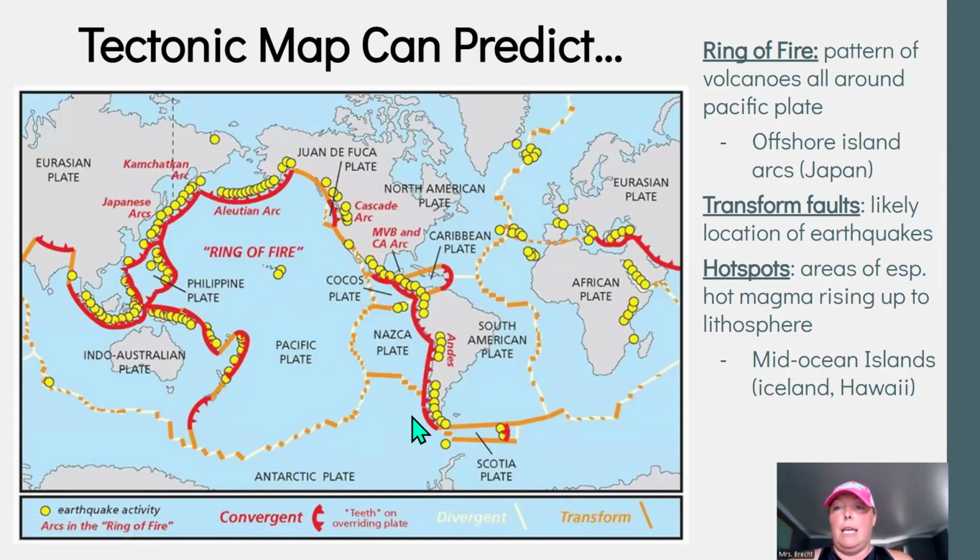And then the hot spots are areas of magma that are rising up to the lithosphere. That's what causes islands that are in the middle of the ocean, like Iceland and Hawaii. So you can sort of predict what might happen in those places based on the type of plates that are connecting to each other.